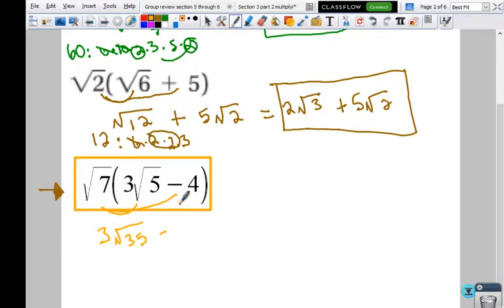These are together. So 3 is going to be on the outside, 35 is going to be on the inside. So you kind of combine these. So 3 outside, 3 inside.